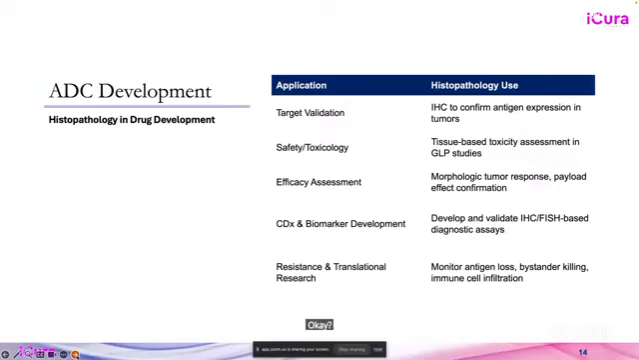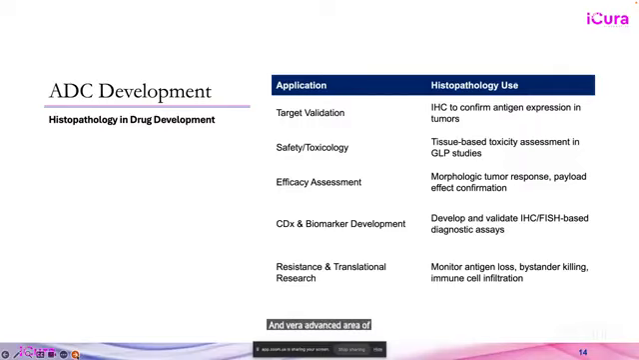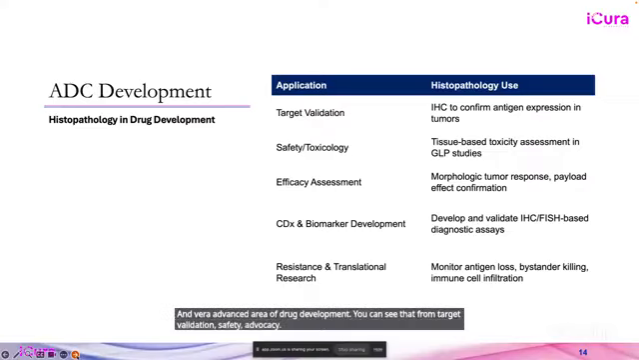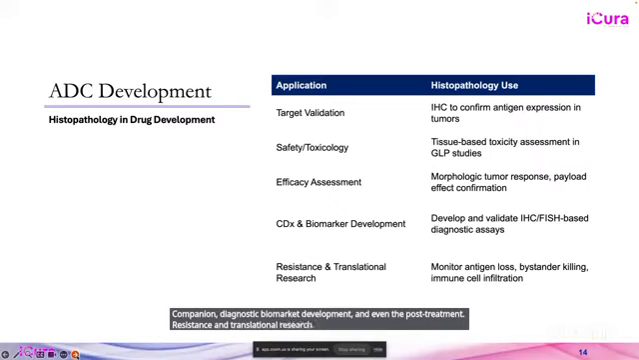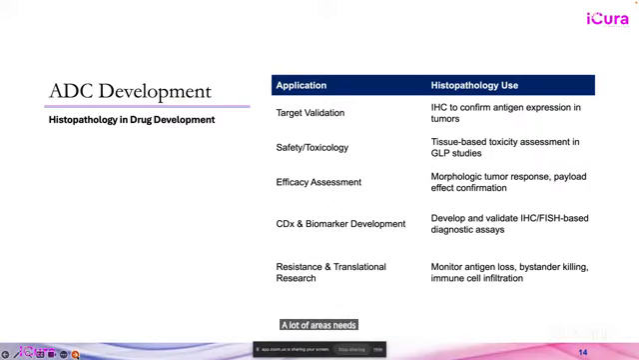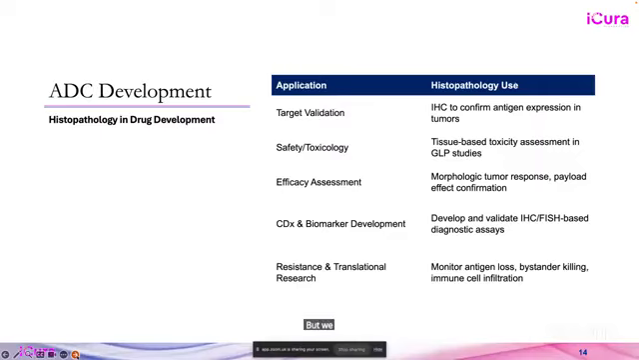Okay, so now we want to give it 20 seconds to discuss ADC, which is a very hot and very advanced area of drug development. You can see that from target validation, safety, efficacy assessment, all the way to companion diagnostic, biomarker development, and even post-treatment resistance and translational research, a lot of areas need histopathology. So that's why iCura is highly invested in this kind of niche area, but we do believe there's a strong market need, and there's a lot of value we can provide for the drug development community.